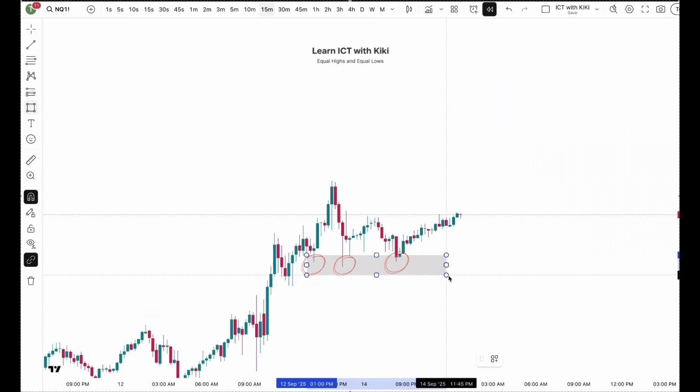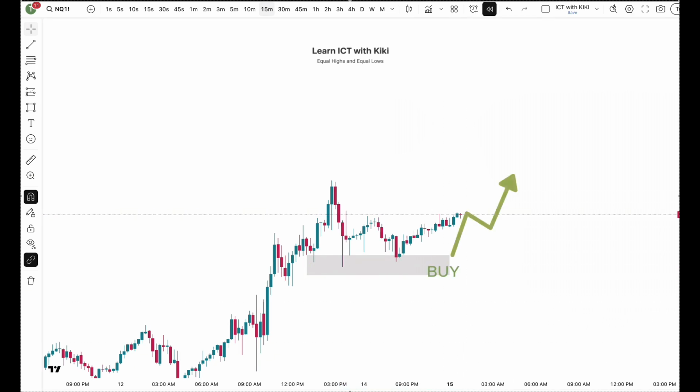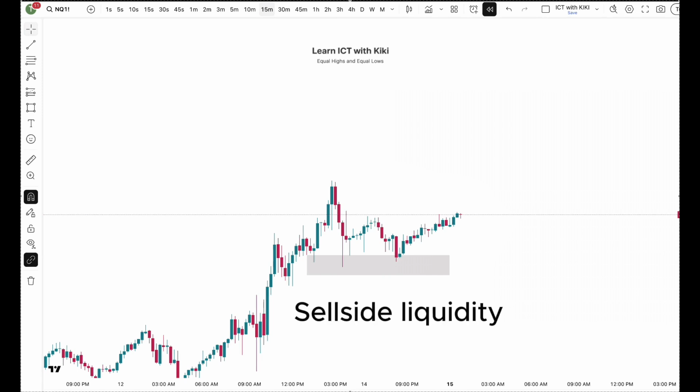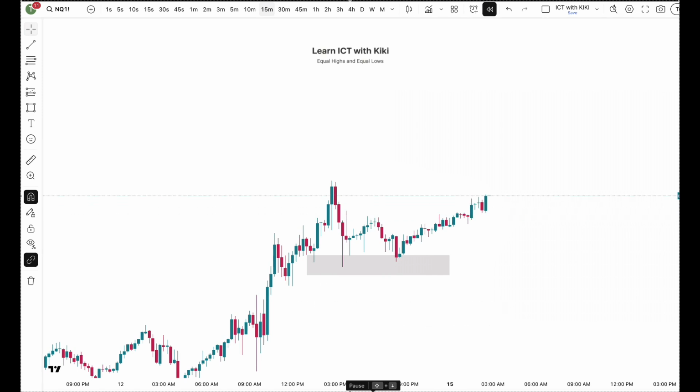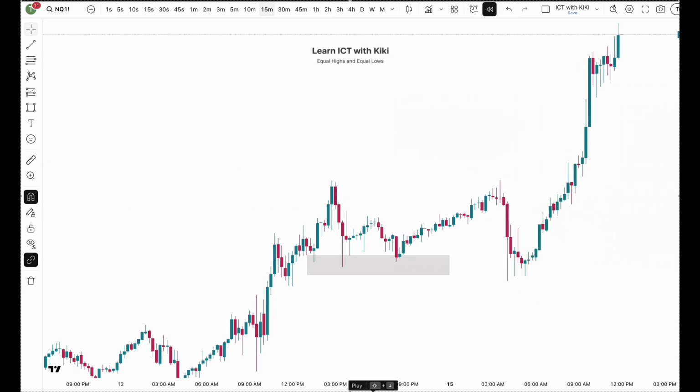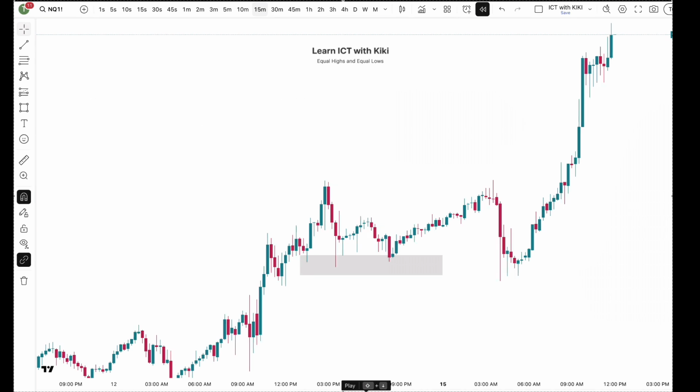Equal lows are the same thing, but at the bottom. Beginners buy off the equal lows and put stops right underneath. This creates a pool of sell-side liquidity. The market dips down, scoops the stops, and then moves away. An easy way to remember it: equal highs equal money above, and equal lows equal money below.